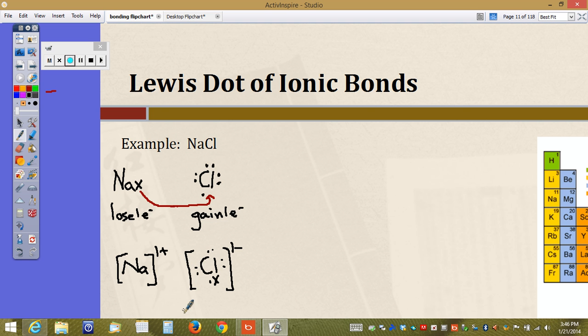Together, this is an ionic bond. And you want to put them close together. So we're going to show them close together. Sodium ion and the chlorine ion close together. We're going to put in their charges. And we're going to put in the electrons. And then we are done. Let's try another one.